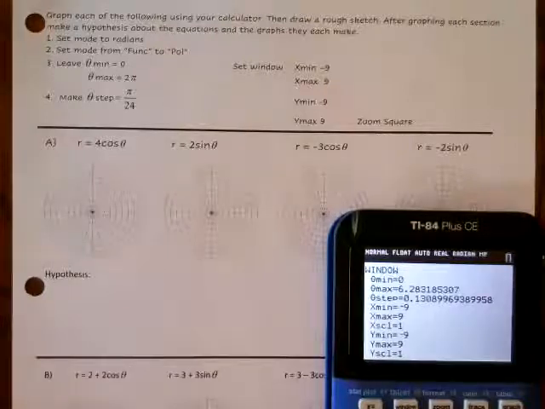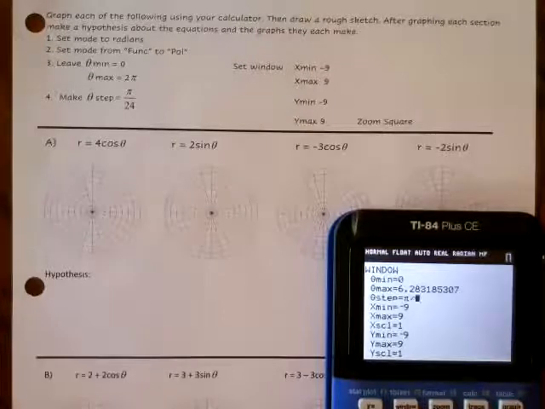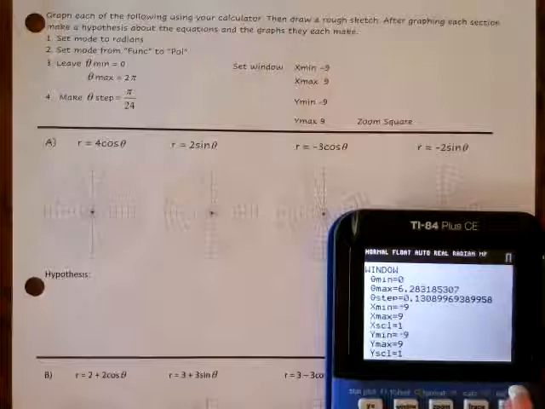That's what we want. And then for the angle step, we're going to go to second pi. I'm sorry, the caret symbol to get the pi. And then we're going to divide by 24. That's going to make it small enough to give us a good picture on here. And then for our x min and x max, I did -9 and 9. That'll give us a good window for us to see these graphs.